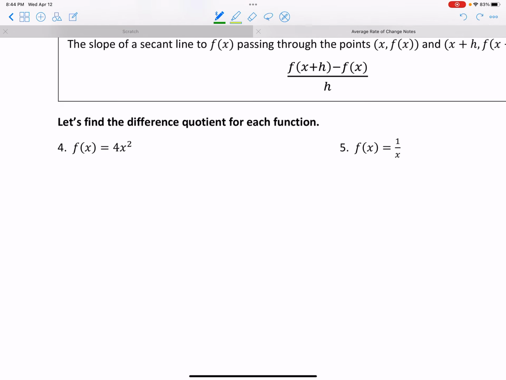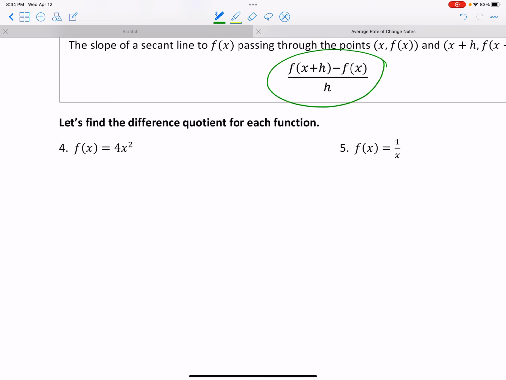We're going to try to calculate this difference quotient, which again is just slope. It's just going to look a little strange for our function f of x being 4x squared. Okay, so there's three pieces. First, I have to find f of x plus h, and then I have to subtract f of x, and then I have to divide by h. Okay, so those three pieces, that's what we've got to focus on.